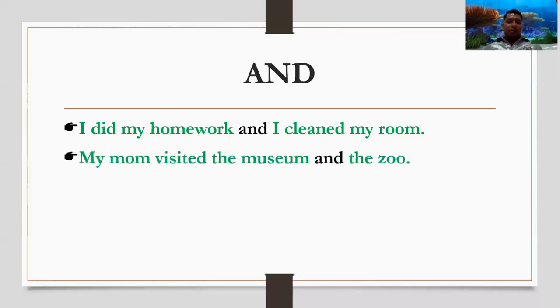This is example number 2. My mom visited the museum and the zoo. So we are joining two ideas, because my mom visited 2 places, here the museum and the zoo. Example number 3. She ate an apple and drank water. Here we're joining two positive ideas.